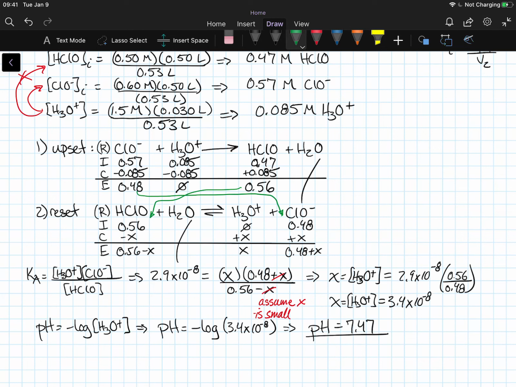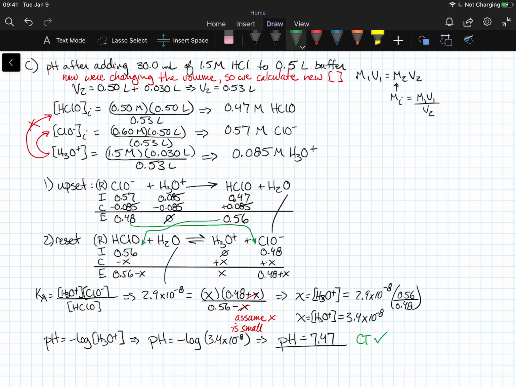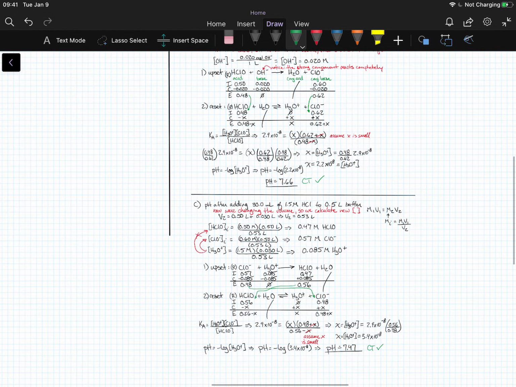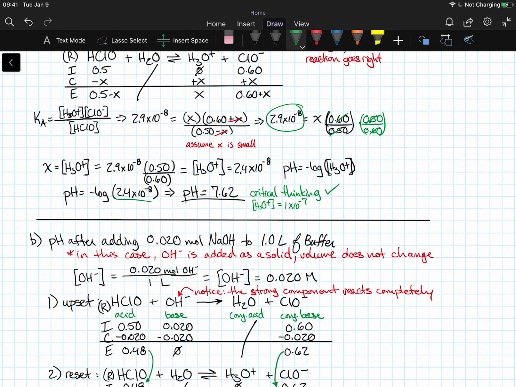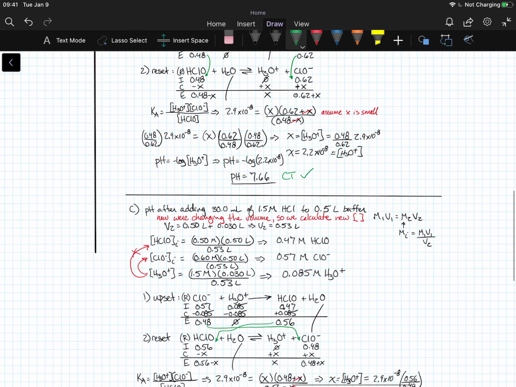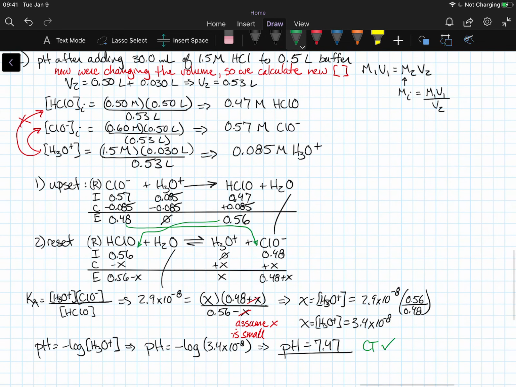And last time, critical thinking check, CT check. So we've added a strong acid now, so we added 1.5 molar HCl, so that's our strong acid. It dissociated to make H3O+. And relative to the pH we started with, 7.62, the pH has gone down a little bit, down to 7.47. So that makes sense. We added an acid, the pH should come down, it gets more acidic or more towards neutral. That's it for problem 19.1.